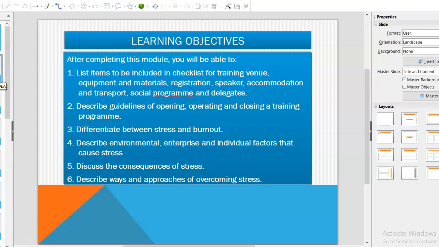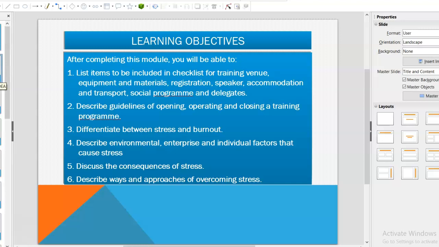It really takes what we call skill or experience to be able to control your nerves. An example would be if you're going to present, you know how nerve-wracking it can become. So, without any further ado, let us begin. First of all, let us look at the learning objectives.